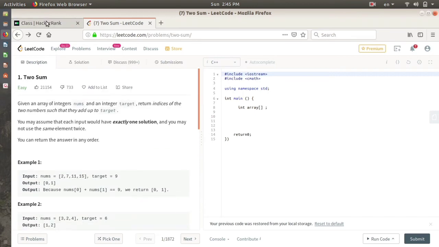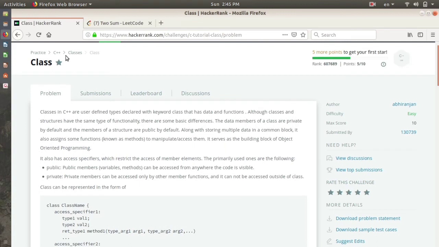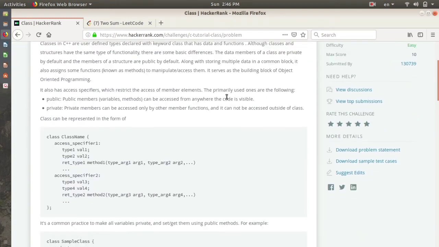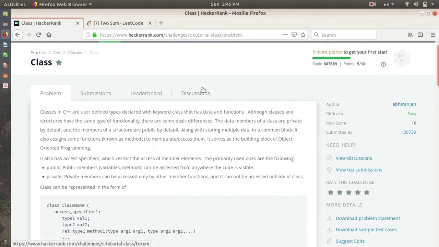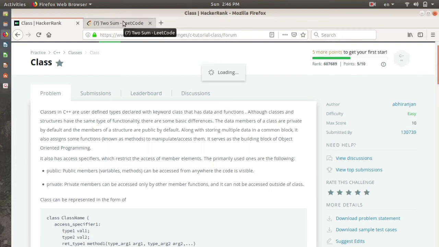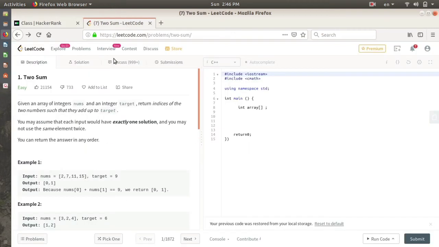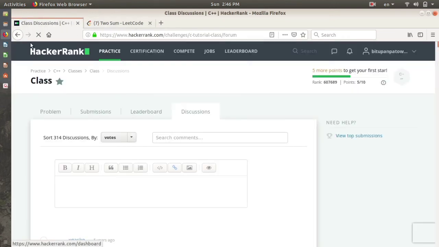Okay, but not all problems in HackerRank have the editorial tab. Like you can see in this problem, I was searching for that only. This HackerRank problem doesn't have the editorial tab. So in this case, you can go to discussions. Okay, I click on it. In this case, you can go to discussions, and even in LeetCode, you can discuss the problems and see what the answer is.